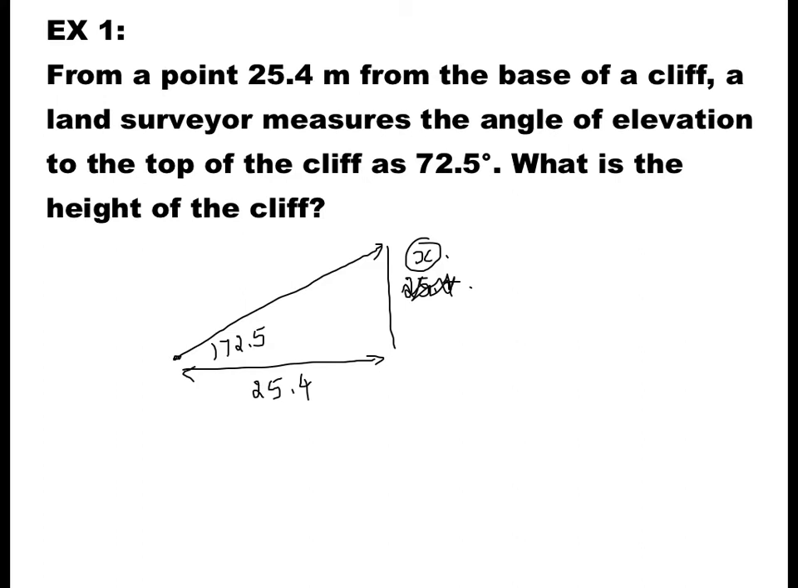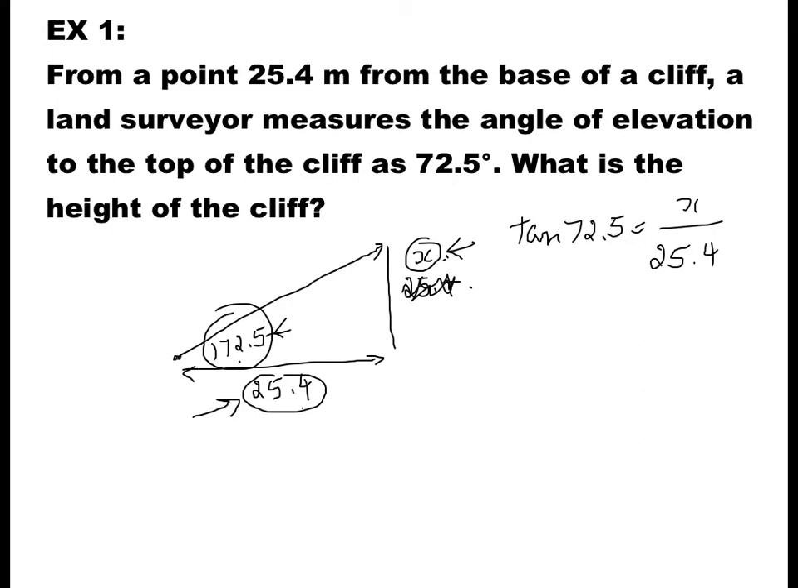Now, when you are trying to solve for x, look at the given information. I have the angle. I have the adjacent side. Remember, this side is adjacent to this angle. And I'm looking for the opposite. So I have angle, opposite, adjacent, which automatically reminds me of TOA, which is tan. So I can say tan 72.5 is equal to x over 25.4. Now, we know that the denominator here is 1, so I can just cross multiply. So I'm going to get x times 1, which is x, is 25.4 tan 72.5. If you use your calculator, this is going to give you about 80.6 meters. So this means that the height of the cliff is about 80.6 meters.